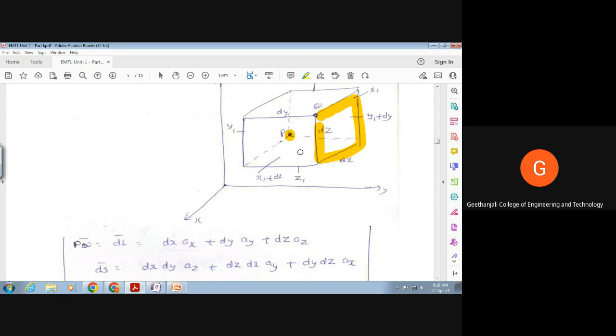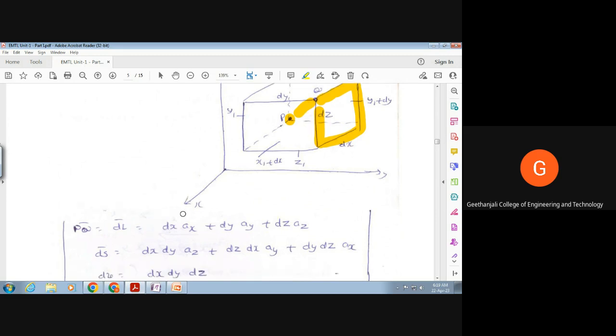Now, we have just seen that if you know the coordinates of point P, let us say x1, y1, z1, and point Q, x2, y2, z2, we know how to write the vector PQ: x2 minus x1 ax plus y2 minus y1 ay plus z2 minus z1 az. Now, because we know the coordinates of point P are x1, y1, z1, and that of Q are x1 plus dx, y1 plus dy and z1 plus dz, when I apply this equation, PQ becomes dx ax plus dy ay plus dz az. So that is the general expression for dl.